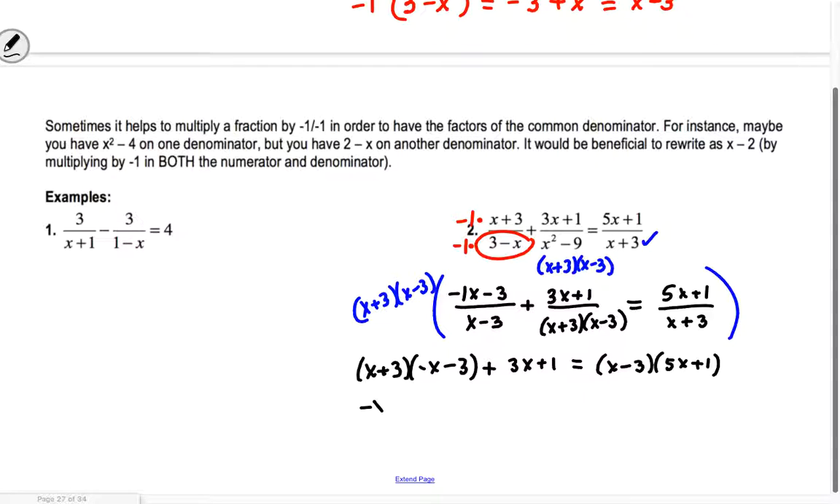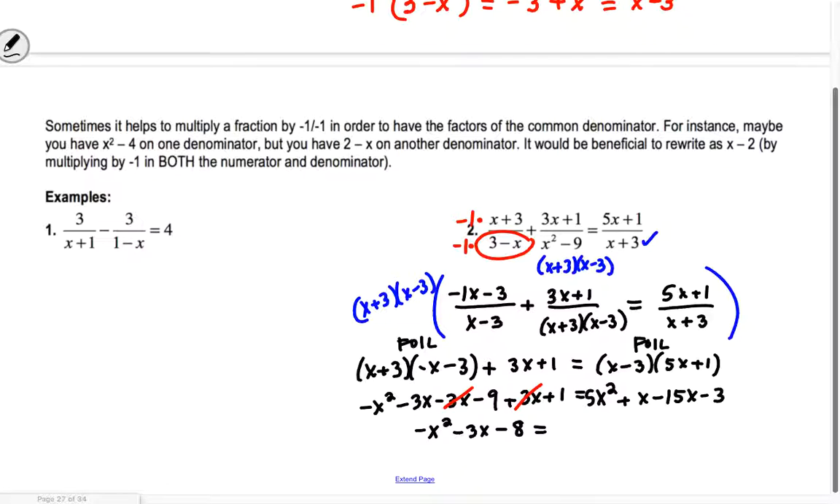Okay, so we're going to FOIL it out. So I get negative x squared minus 3x minus 3x minus 9 when I FOIL it. And then I have plus 3x plus 1. And then when I FOIL this one, I get 5x squared plus x minus 15x minus 3. Okay, so we start to simplify, so we're like, okay, I got negative x squared. One of those negative 3x's cancels with that positive 3x on the end, so I'm going to have negative 3x minus 8 equals 5x squared minus 14x minus 3.